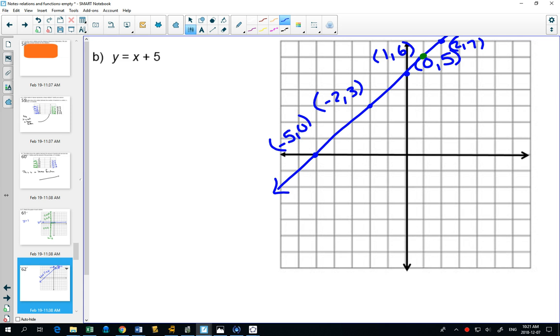How might we have known that this makes a straight line before we graphed it? Well, we wrote out that every straight line has the form y equals mx plus b. In our equation, we have a y, we have an x, we have a plus 5. We have no m. Oh, is it 1? It's 1.